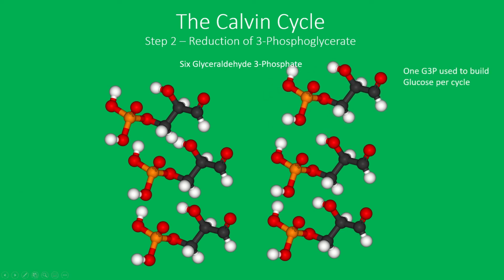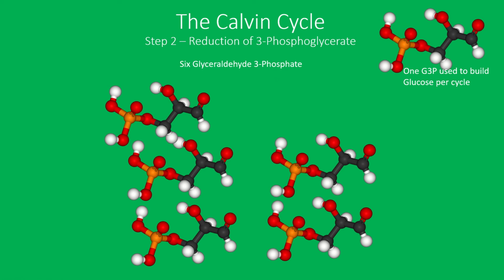Only one of these is actually used to make glucose, fructose, sucrose, or starches later on. But since this is a 3-carbon molecule, you will need another 3-carbon molecule of G3P to help make glucose or fructose, since both of these are 6-carbon molecules. The remaining 5 G3P molecules will be used in the next step.